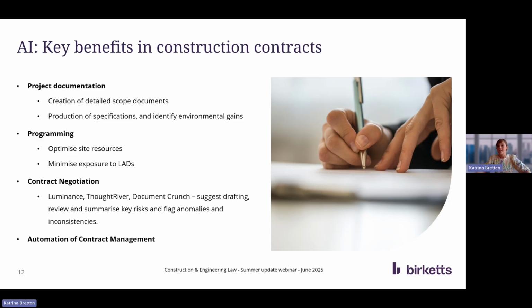When it comes to the process of contract negotiation, AI is being used through systems such as Copilot or even ChatGPT. Furthermore, systems such as Luminance, Thought River or Document Crunch can review and summarise complex contracts, extract key obligations from those contracts, identify deadlines and other risks, and make suggestions on alternative drafting or rationale for contract negotiation. They can also compare new variations of contractual clauses against the original contract terms, automatically flagging any inconsistencies or anomalies.